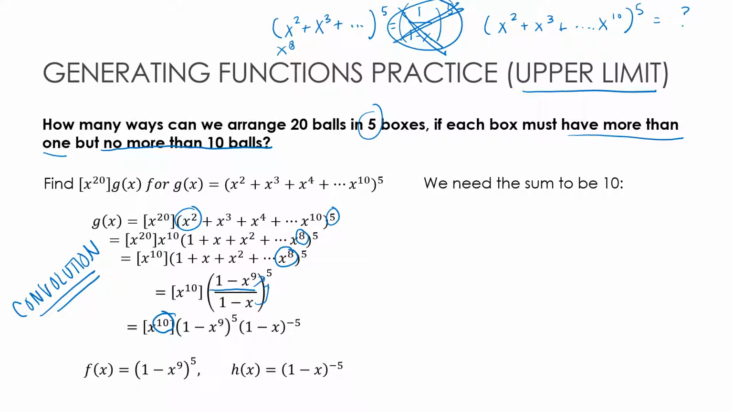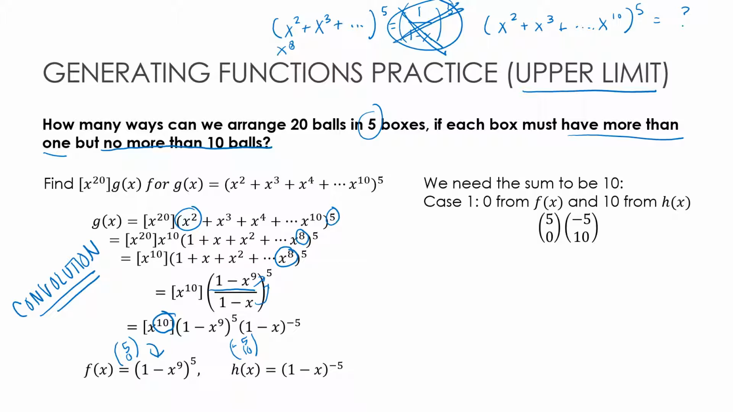Okay, so really what that means is we have to look at a case-by-case basis. Let's say I had 5 choose 0 of this guy. Well, if I'm choosing 0 of them and I need a sum of 10, then it must be negative 5 choose 10 of these because I've chosen 0 x's here because I'm not choosing any, which means all of my x's have to come from here, which means I need 10 of them from here. That's case 1. So 5 choose 0, negative 5 choose 10.